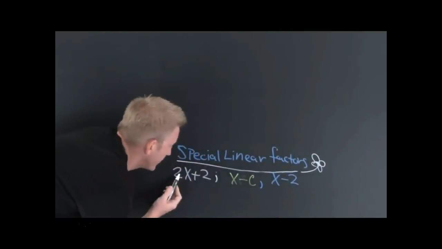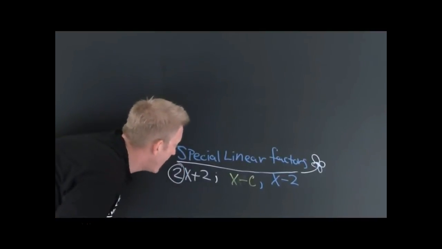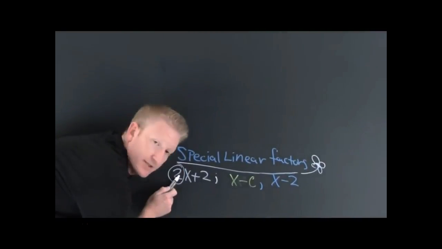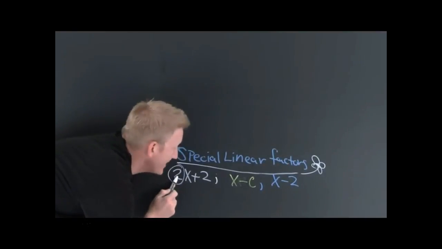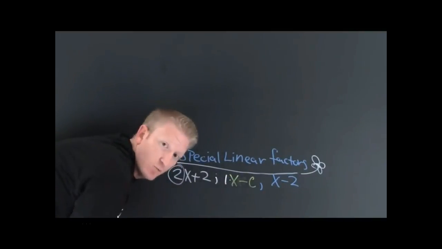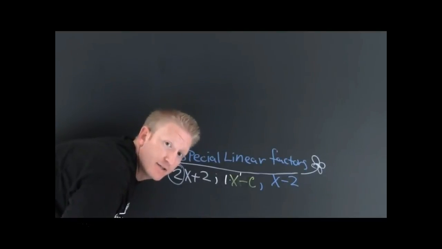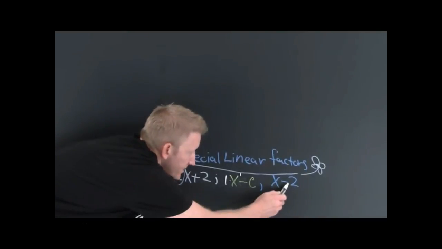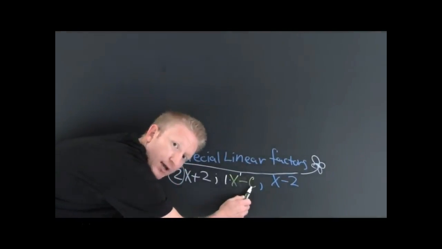Okay, this is not a special linear factor. Why? Because the leading coefficient of my variable is not 1. What makes a special linear factor? A special linear factor has coefficient 1 and degree 1. An example of a special linear factor is x minus 2. This is x minus c.